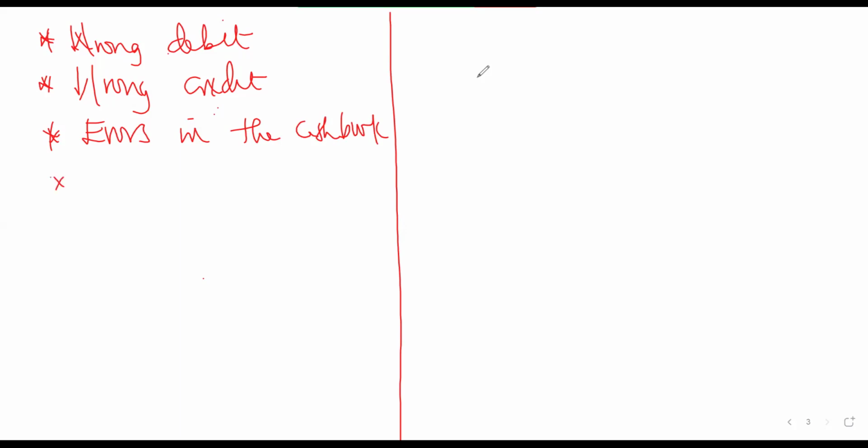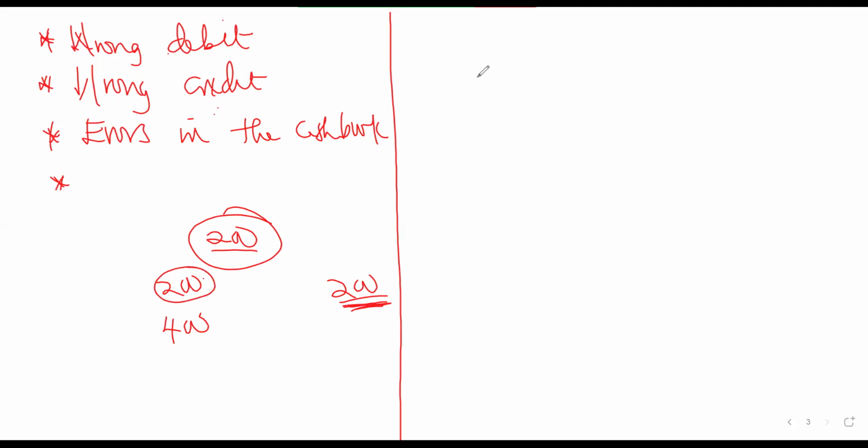So maybe there was a receipt of 200. Instead of you debiting, you have credited the account with the 200. So it means that the 200 should have been at the debit side. You are now putting 200 at the credit side. So the 200 is already there. It means that the 200 should have come here, so you come and put 400 over here, so that the 200 at the credit side will cancel this one, remaining the 200 that will be at the debit side. So errors in the cash book can also cause that.